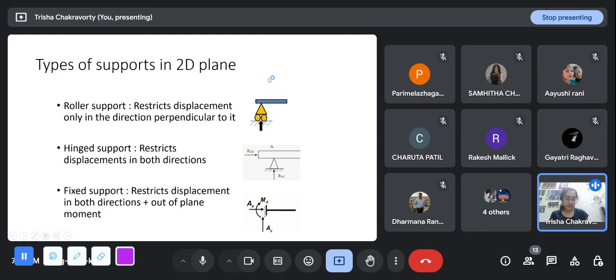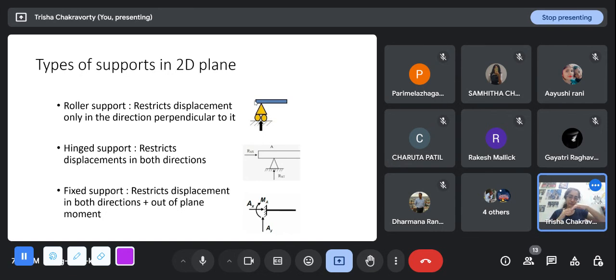So it means that if you try to push this down, if you apply any force, there will be a force generated here. So in the vertical direction there is going to be no displacement allowed, but if you pull it like this, if you apply an axial force, it will move, because it will provide no resistance in the horizontal direction.